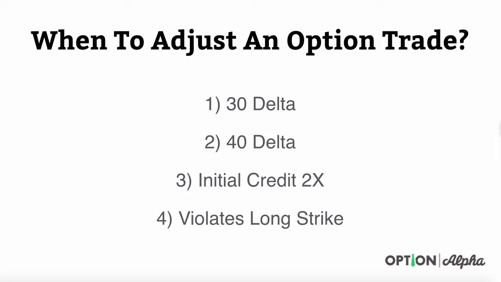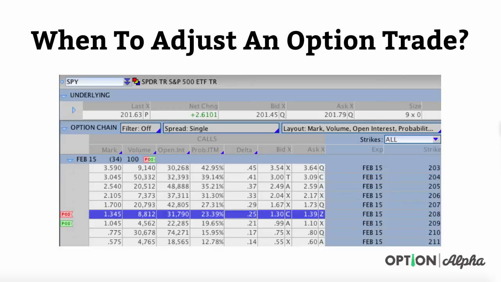So if the stock goes all the way through your short strike and goes all the way through your long strike, you'd consider that a pretty big move and you'd want to make an aggressive adjustment at that point. So let's actually go over a couple of those different ways that we can make that adjustment with a recent trade that we just put on in SPY.